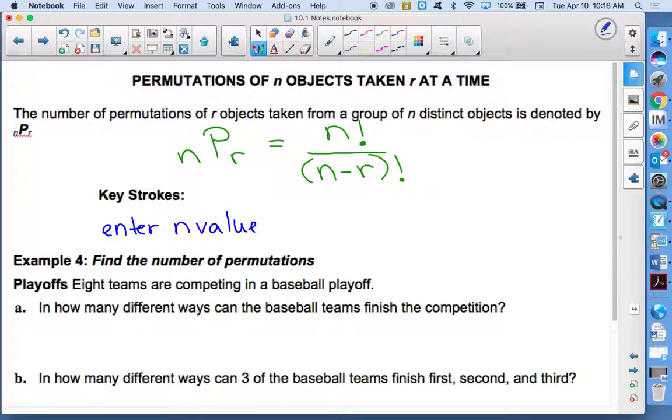So you have to enter the value for n. Then you're going to hit the math button. You'll go over to probability. And it is number 2, I believe. And then you have to enter the R value.